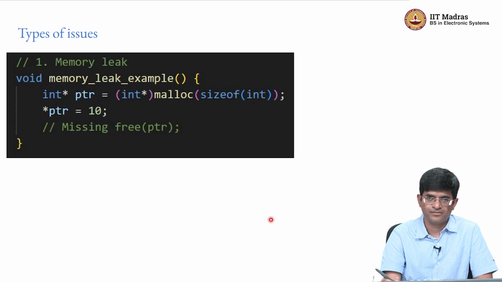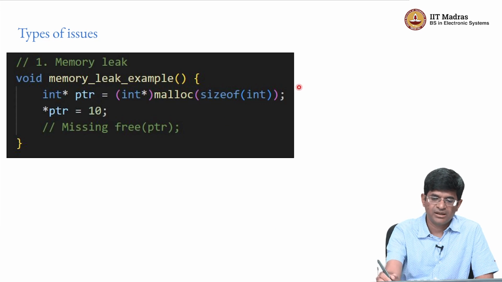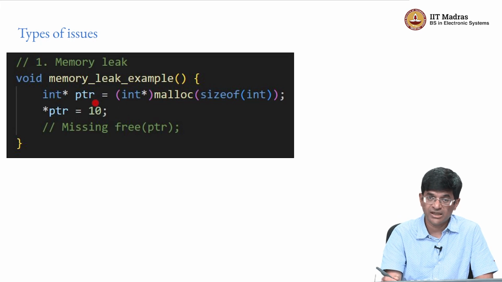in my system. But as it stands, this is a memory leak because I have declared a pointer, I have assigned something to it, and I have not freed it, and the moment I exit this function, ptr no longer exists, but the malloc was never matched with a free.